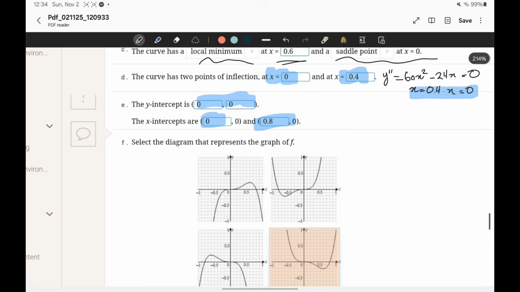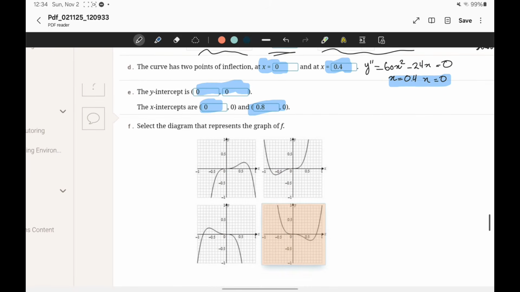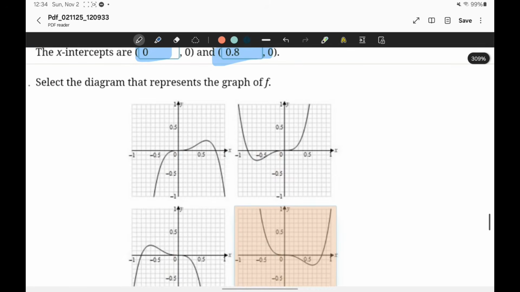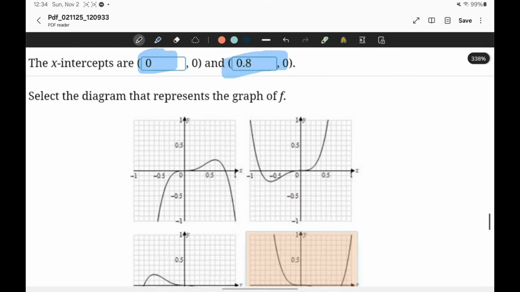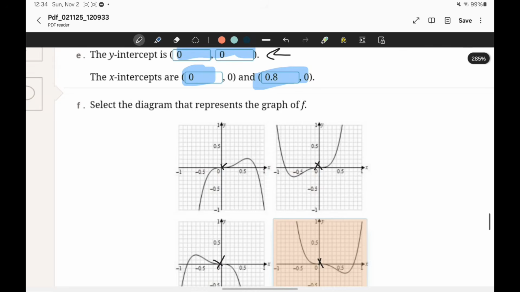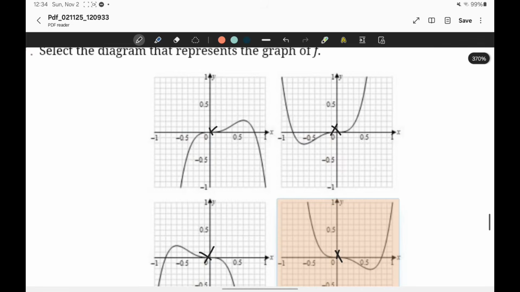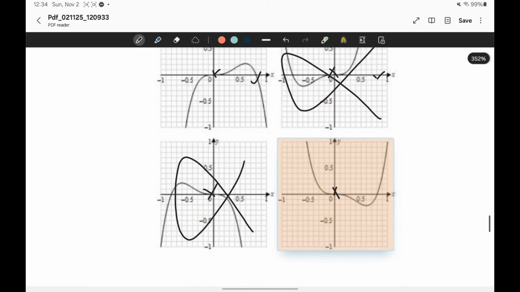Now this last one, they want us to choose the one that best matches the graph. We'll look at the x-intercepts and y-intercepts. So we know that it should be going through (0, 0). All of them are going through the origin, so that doesn't help us much. But we also know that it should go to (0.8, 0). So here it works, here it's not, so this one's wrong. Here it's not, so this one's wrong, and here it is, so this one could also be correct.